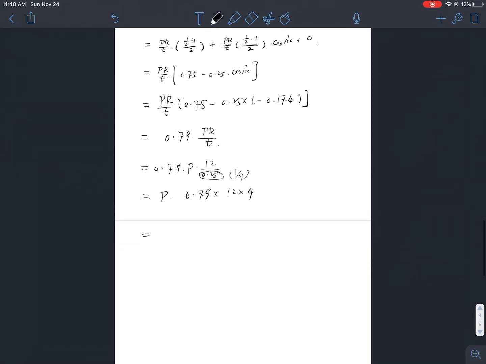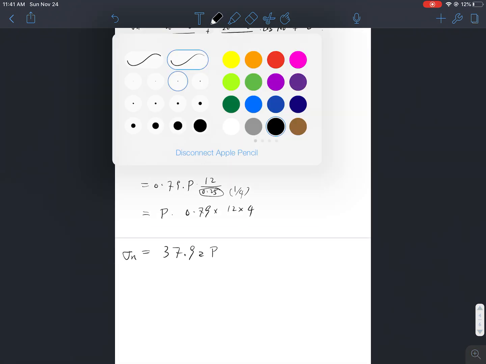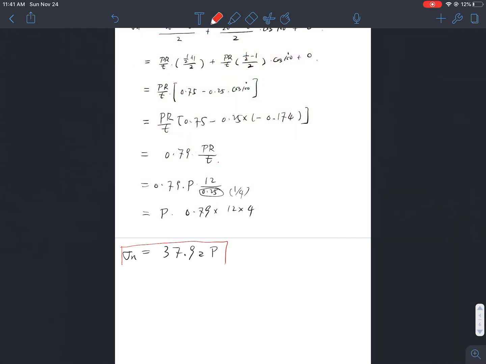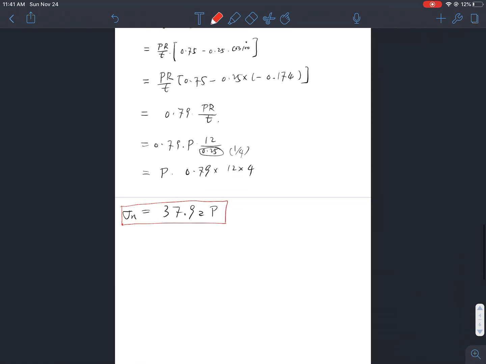So now I have an equation of forces. Let me do a simple calculation real quick. I press on my calculator 0.79 multiplied by 12 multiplied by 4, and that gives me 37.92 P. This is the relationship between the normal stress along the n direction as a function of P. Let me highlight this portion.